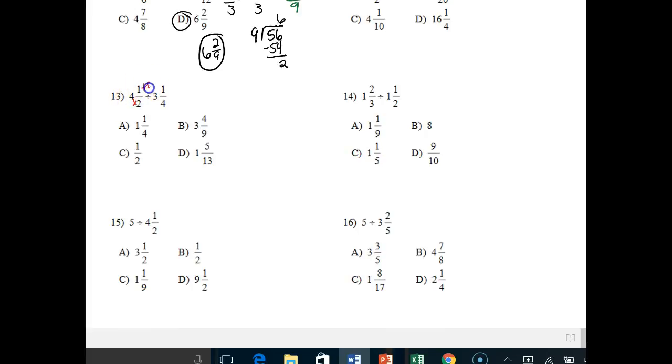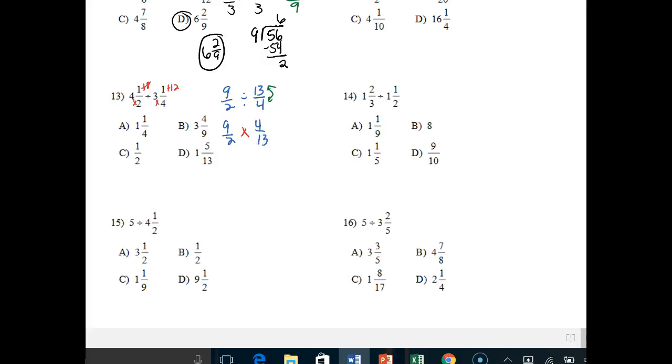And number 13. 4 times 2 is 8. 3 times 4 is 12. So our new fractions are 9 over 2 divided by 13 over 4. We need to do the intermediate step of flipping. So we get 9 over 2 times 4 over 13. Flip that.